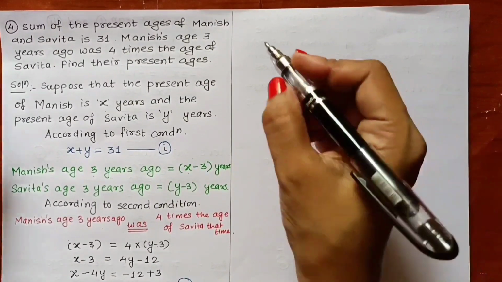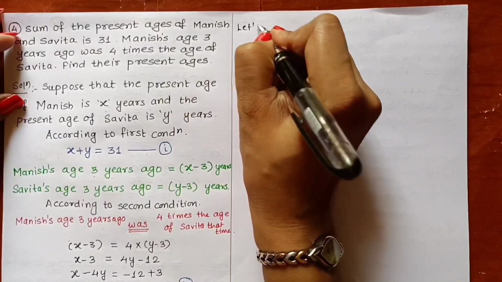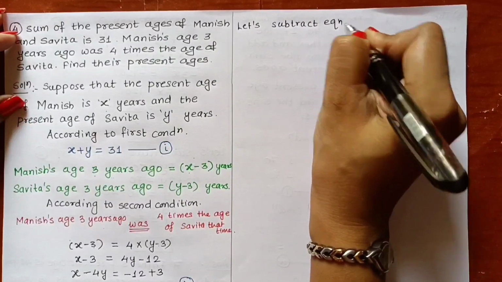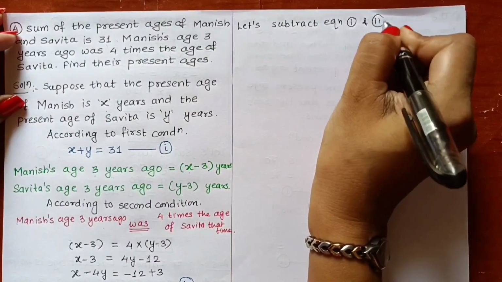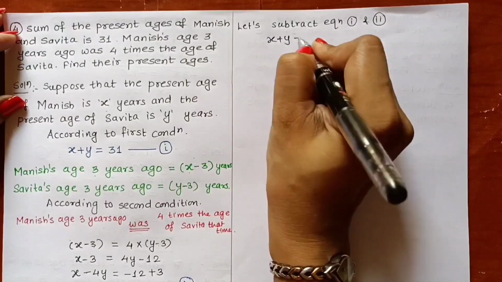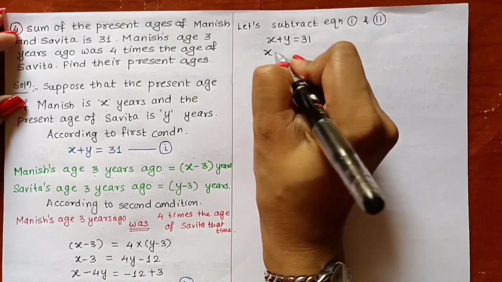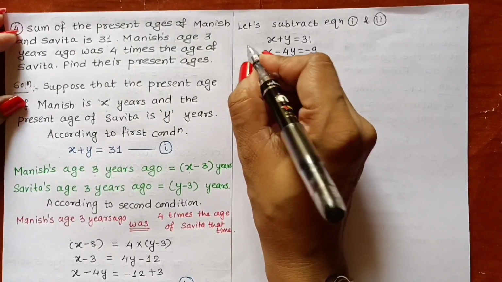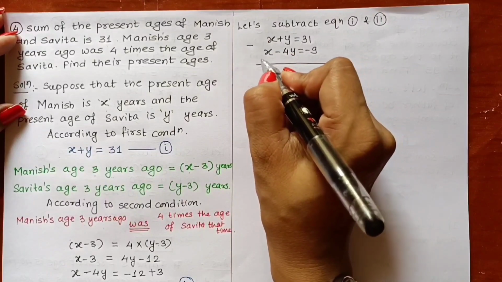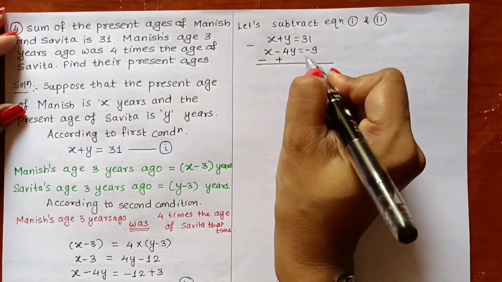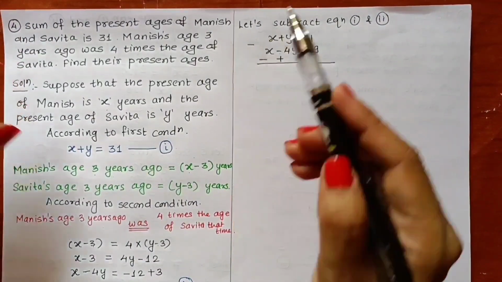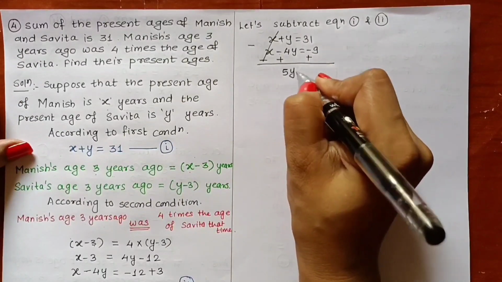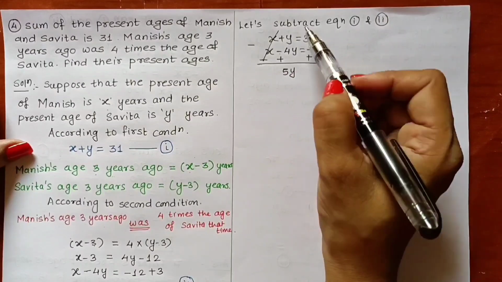Let us subtract equations 1 and 2. Equation 1 is x plus y is equal to 31 and equation 2 is x minus 4y is equal to minus 9. So we will have to change the sign of the equation written below. Plus will become minus, minus will become plus, minus will become plus. So plus x minus x gets cancelled. Plus 1y plus 4y. 1y plus 4y will be 5y. Correct. Only y is there means 1 is there.